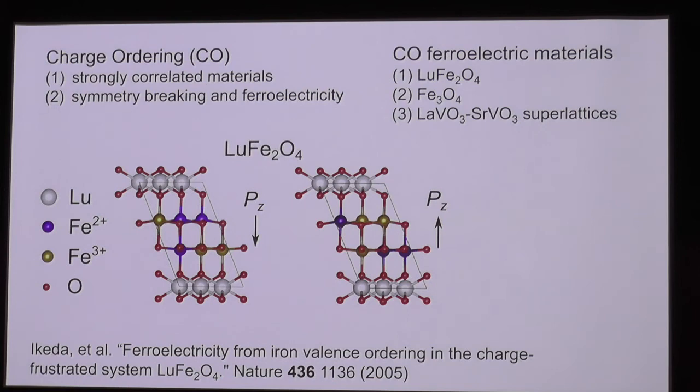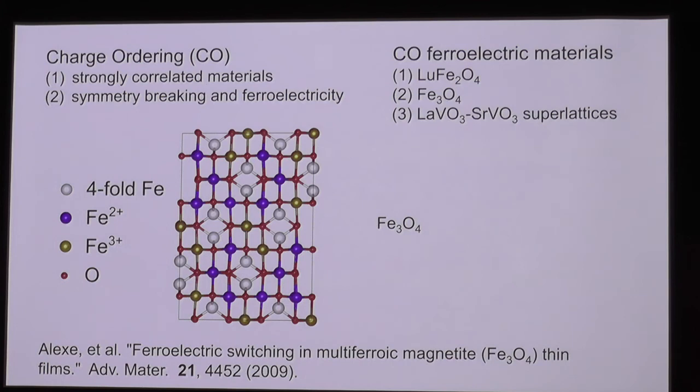Another famous example of charge order induced ferroelectrics is magnetite. Magnetite has a very big and complex primitive cell. Different from lutetium ferrite, it is widely accepted that its polarization is flippable under electric field.